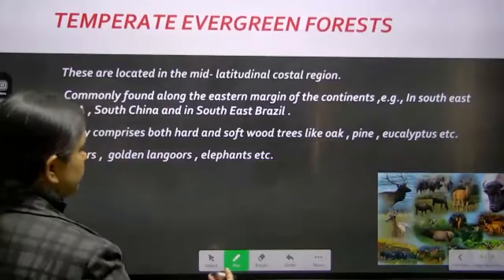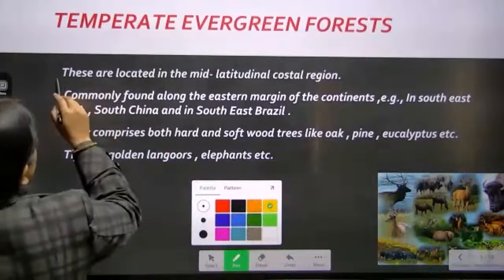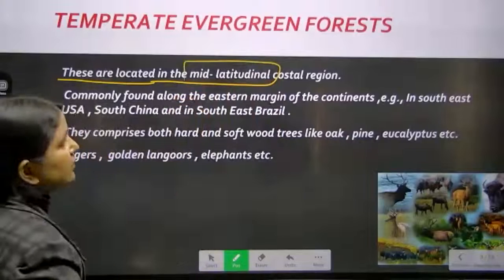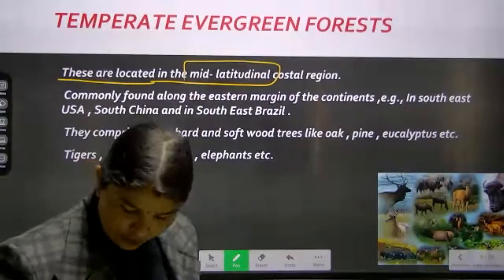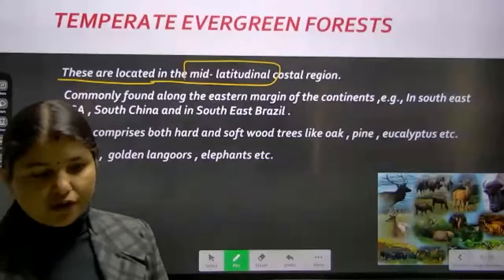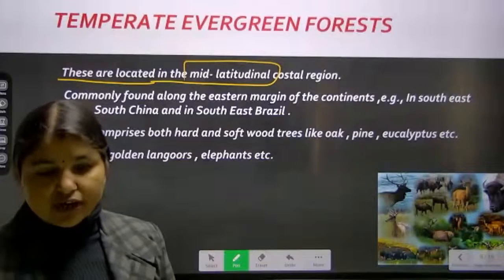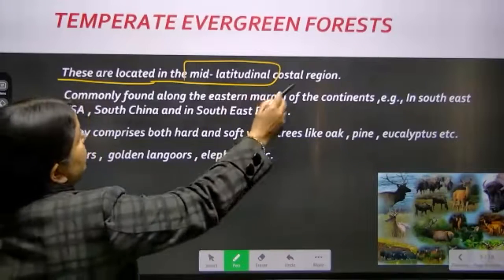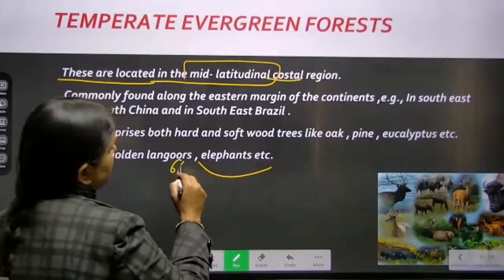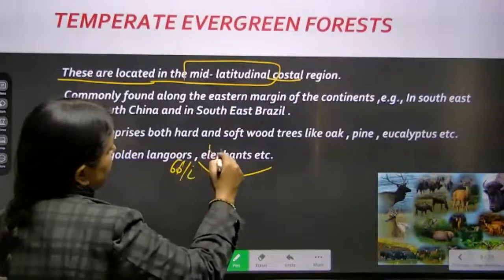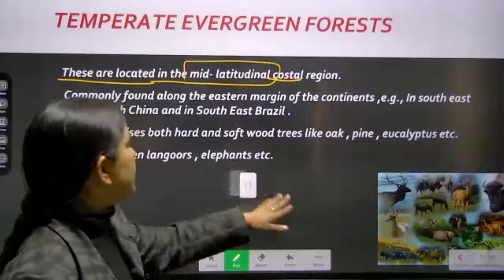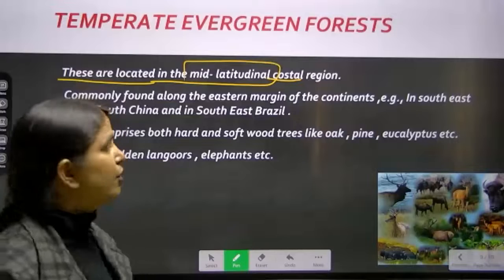First of all, these are located in the mid-latitudinal coastal region. Means in the latitude, the middle part of the latitude, there they are located, and that also near the coastal area. Like suppose this is 66.5 degree north, in the between part only they are located, and that also near the coastal area, near the sea.